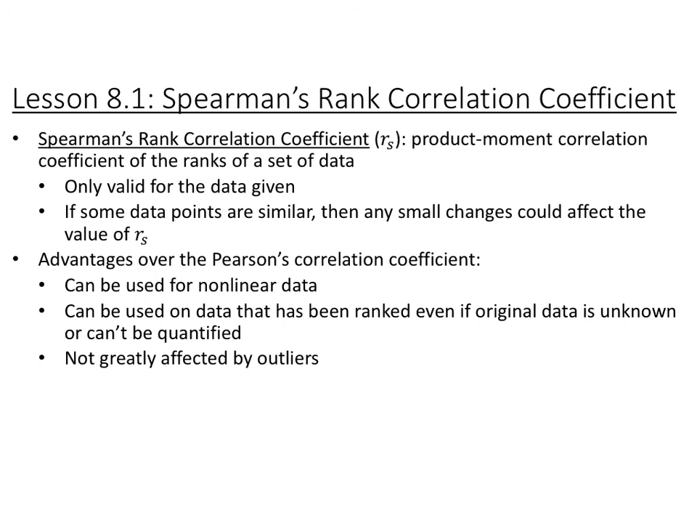It can also be used on data like the previous example that we have that's already ranked, where the original data can't be quantified or is unknown. So it's useful if you're testing things like the previous example, ranking hamburgers or something. It's also not greatly affected by outliers because you're just giving it a rank and you're not using the raw data. It doesn't matter if that last data point is very close to the original data or if it's way far off. You're just ranking it, so it's not going to affect the overall value of your Spearman's rank correlation coefficient.